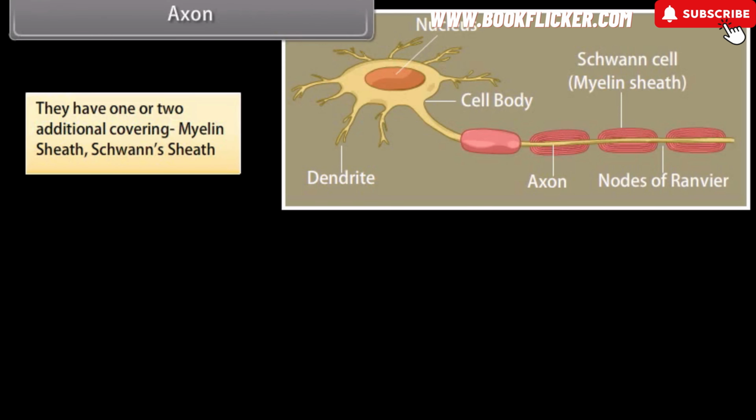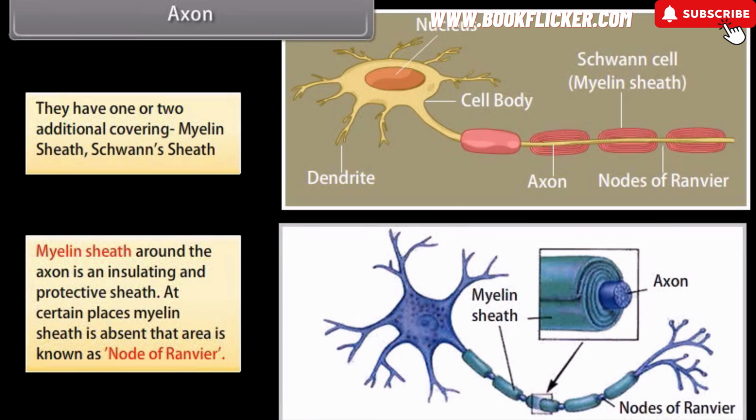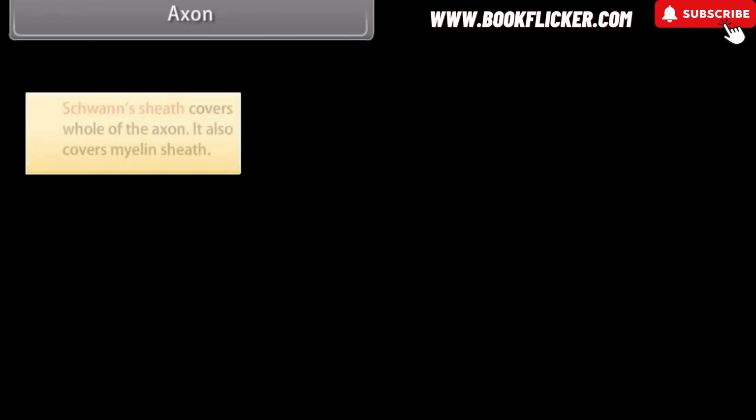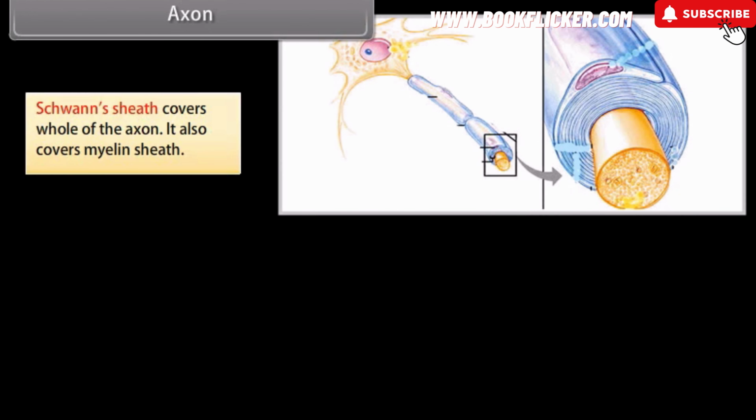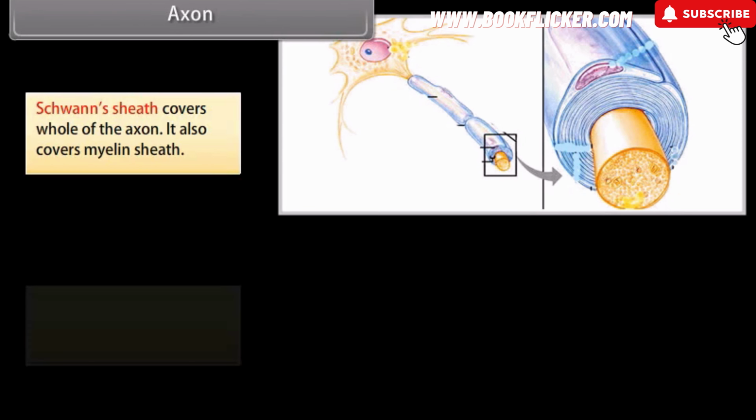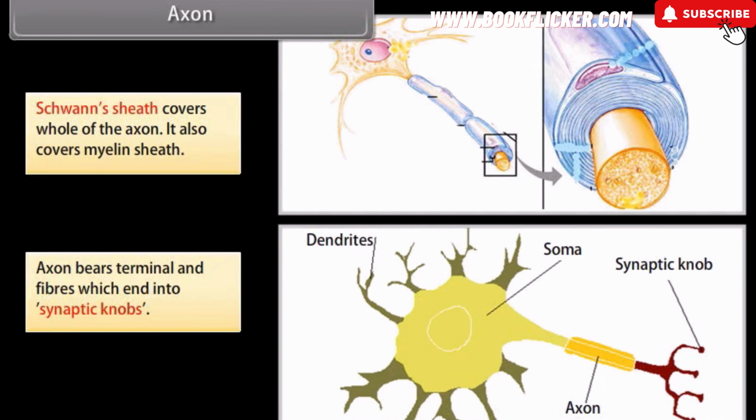Myelin sheath, Schwann's sheath. Myelin sheath around the axon is an insulating and protective sheath. At certain places, myelin sheath is absent, and that area is known as node of Ranvier. Schwann's sheath covers the whole of the axon. It also covers the myelin sheath. Axon bears terminal fibers which end in synaptic knobs.